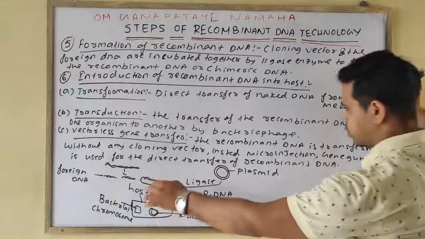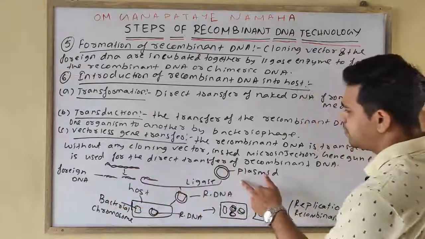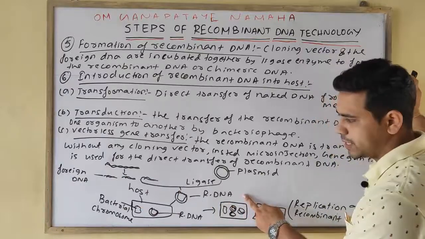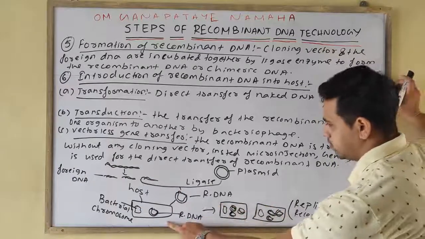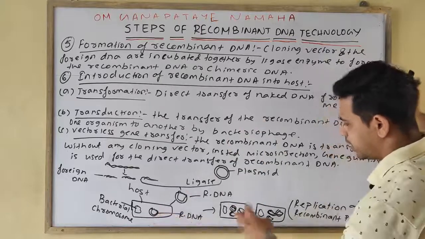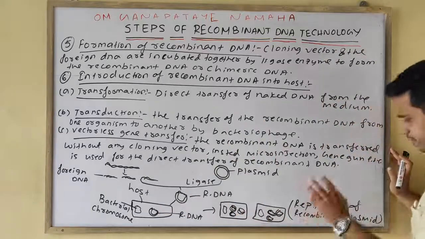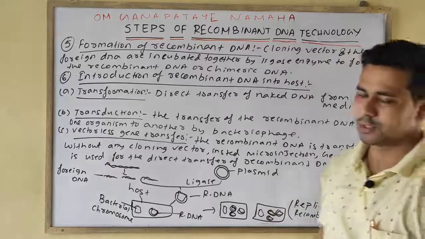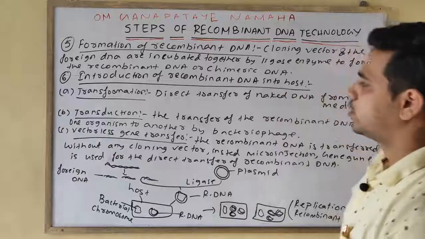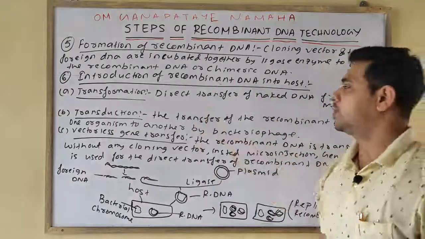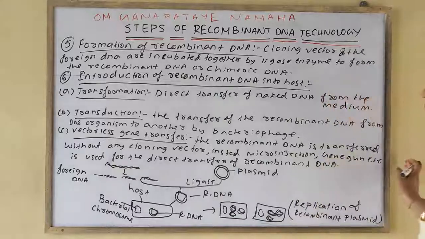Simple concept: the foreign DNA and plasmid DNA are joined with the help of the ligase, the recombinant plasmid is formed, and it is transferred into the host having the bacterial chromosome, where the replication of the recombinant plasmid takes place. Okay, so this is all about your two steps: the formation of recombinant DNA and the introduction of recombinant DNA into the host. Okay, please note down.